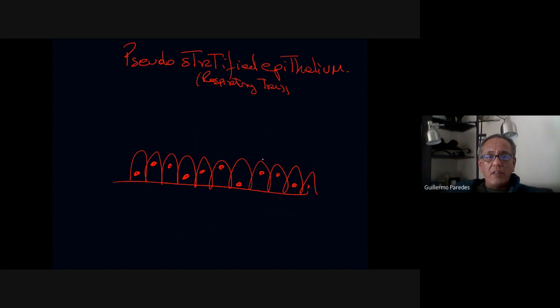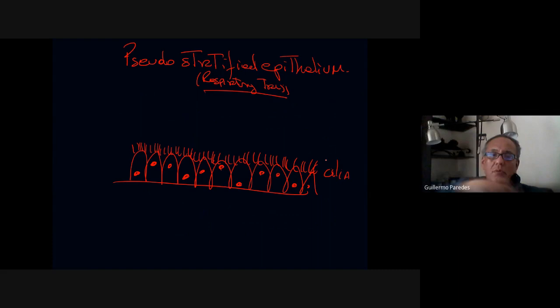So in the respiratory tract, where? In your bronchi, in your trachea. What we have in the pseudo-stratified epithelium is cilia. Cilia are like hair, projections of the cytoplasm. These cilia move like a broom. This is outside of the respiratory tract, this is inside. When dust comes, it is trapped by the cilia, and the cilia move like a broom, so they move it out. They get rid of bacteria, viruses, dust, etc. That is a characteristic of the pseudo-stratified epithelium.